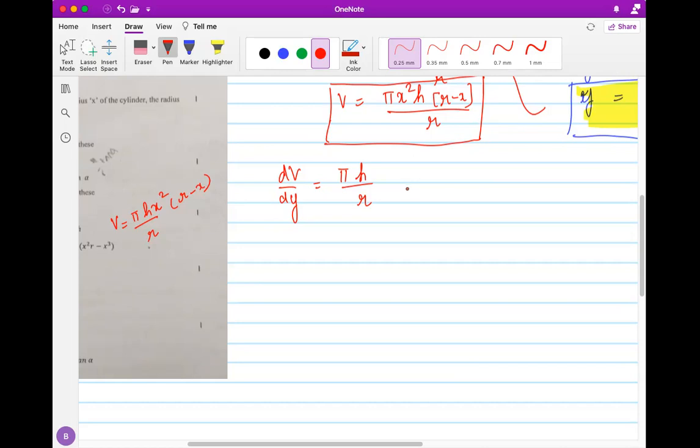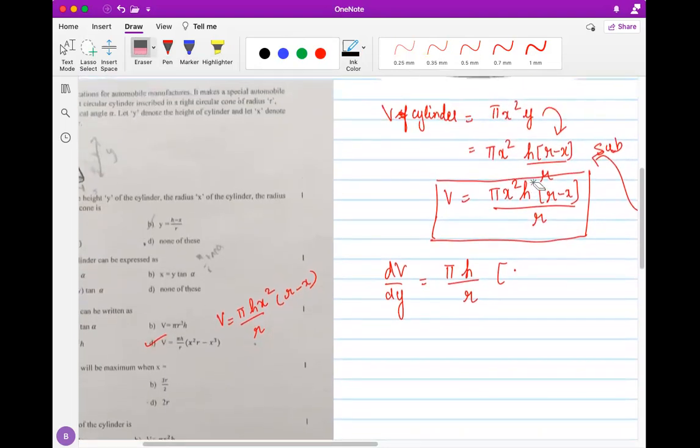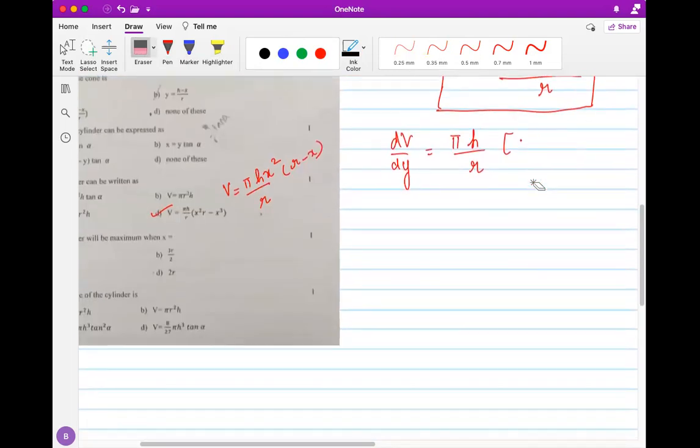Here dy, nothing but here r. So how shall we differentiate? Since pi h by r is a constant, we can differentiate it easily, because the whole term is expressed in terms of x only. So dV with respect to dy, dx we will do it.